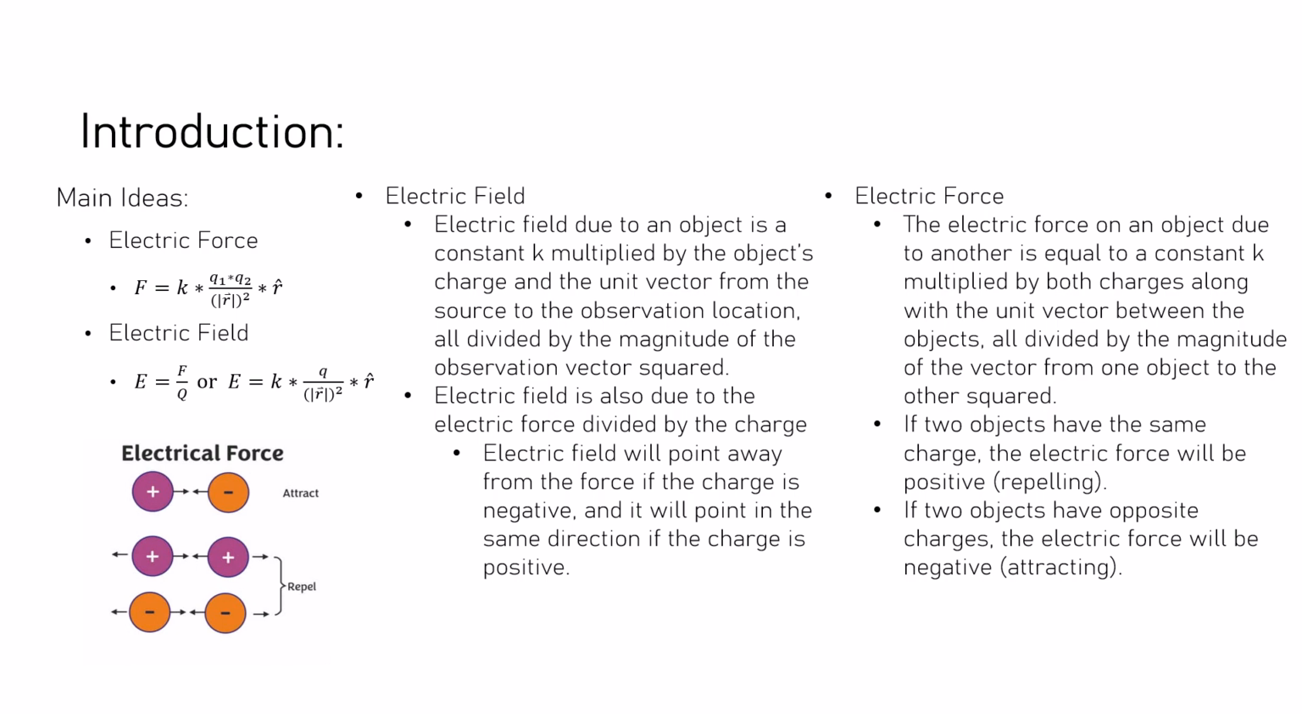So the main ideas are electric field and electric force. An electric field due to an object is a constant k multiplied by the object's charge and the unit vector from the source to the observation location, all divided by the magnitude of the observation vector squared. Now, if you multiply it by the object's charge itself, you get the electric force. And so the electric field will point away from the force if the charge is negative, and it'll point in the same direction if it's positive. And for the electric force, if two objects have the same charge, the electric force will be positive. If it has opposite charges, the electric force will be negative. So what we're dealing with is two same charges, and so a repelling force, which can be seen later.